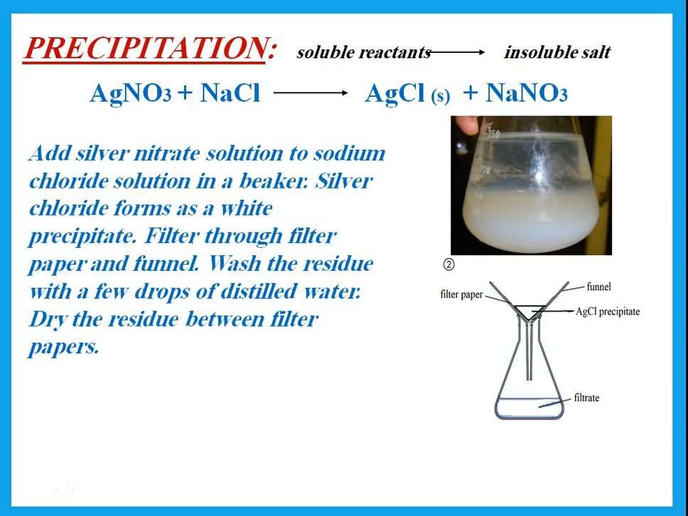So I just wash this. I don't do any crystallization here because I don't want the filtrate. The filtrate is sodium nitrate solution, and I don't want sodium nitrate. I want the silver chloride, which is the white solid that remains in the filter paper. So I just wash the residue with a few drops of distilled water and dry it between filter papers. Are we following?